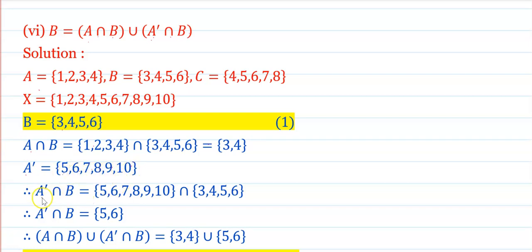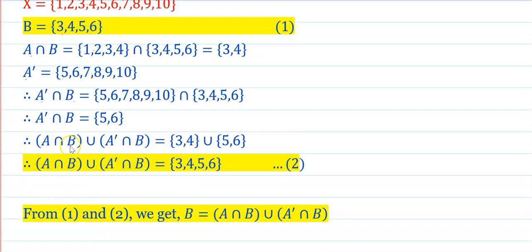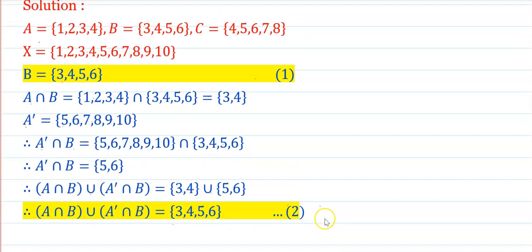Next, A complement intersection B. What is B? 3, 4, 5, 6. Okay. Common element is 5, 6. And hence, A intersection B union A complement intersection B is 3, 4 union 5, 6. And hence we have 3, 4, 5, 6. This is number 2. And therefore from 1 and 2 we have B is equal to A intersection B union A complement intersection B, and hence it is proved.